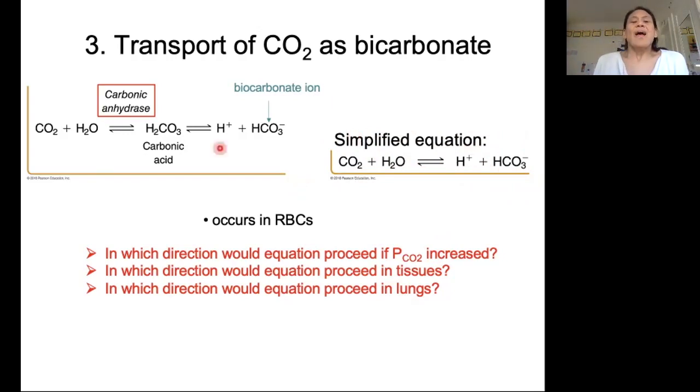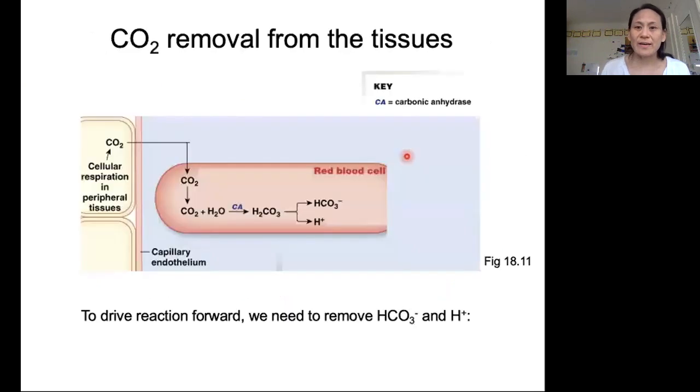One more thing I want to mention quickly in passing is notice that the more CO2 we have, the more we're favoring the formation of hydrogen ion, which means that CO2 levels are very intimately linked with pH. This is why ventilation is key in regulating our body's pH. That's all I'm going to say about it for now. We're going to talk about it in much more detail later, but I just wanted to mention that.